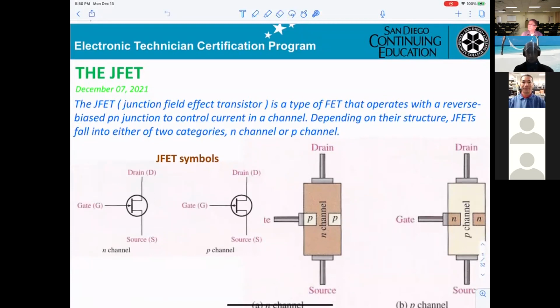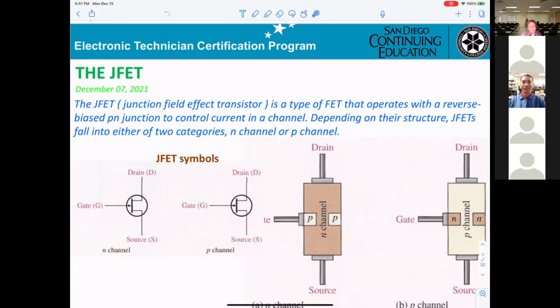Okay, this time we're talking about DC bias. Either transistor, NPN, PNP, bipolar transistor, or JFET, they need the power to make it work. So the first part will be DC bias for JFET, and after that will be amplifier. So I hope I can get it done.